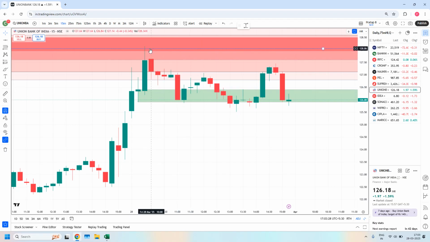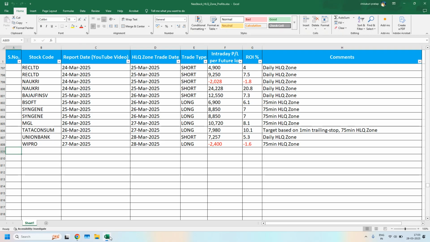So that way, from this blue color line, that is your entry, until this proximal line, 15 minutes proximal line, we get a profit of 7,257 rupees, which is 5.3% ROI as per one futures margin cost. So this is about Union Bank, and there is one trade stopped out, Wipro.